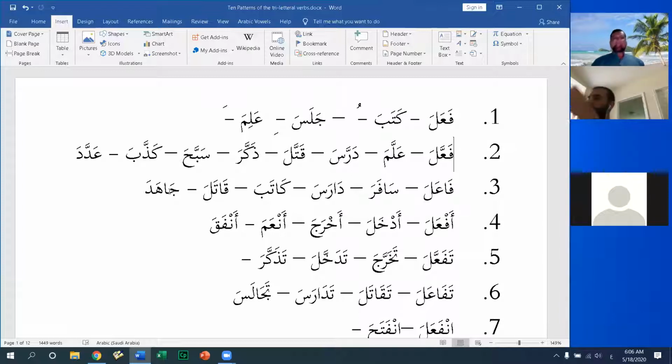Kazzaba, to deny or to call someone a liar. Kazzabtuhu, I said that he's a liar. Addada, which means to count, but it means to repetitively count something. الذي جمع مالا وعدده وعدده, the one who gathers wealth and continuously counts it. So we notice here we have 3 original letters, but the ain is muda'af, it's doubled. This is the second pattern, fa'ala.